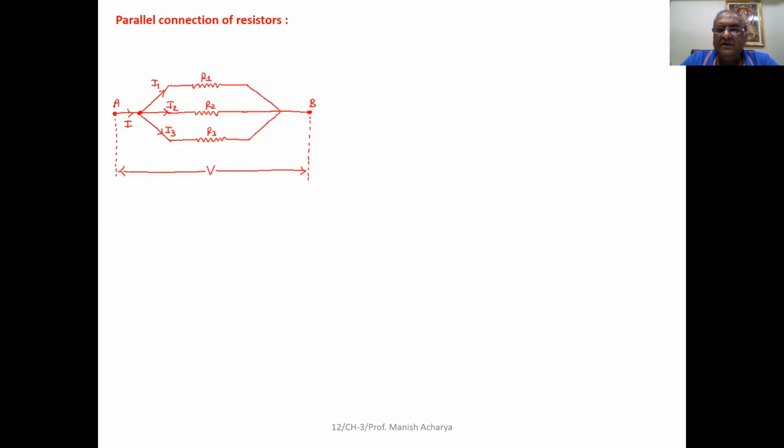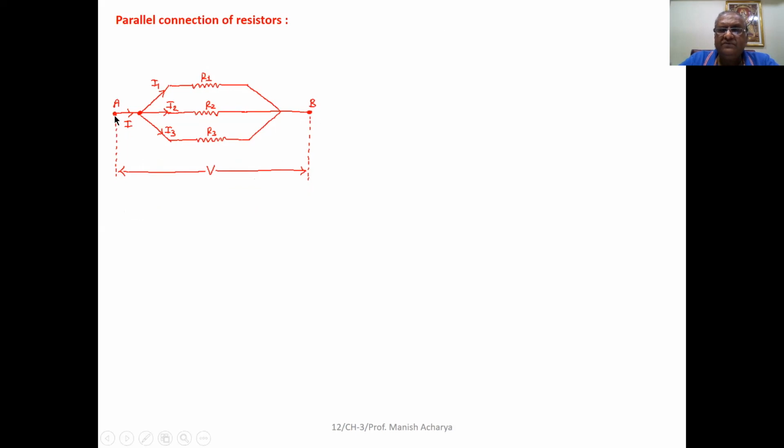Now next, parallel connection of resistors. Suppose the resistors are connected between two terminals A and B as shown in the figure, such that the current has different paths to flow from A to B. Then this type of connection is the parallel connection of resistors.